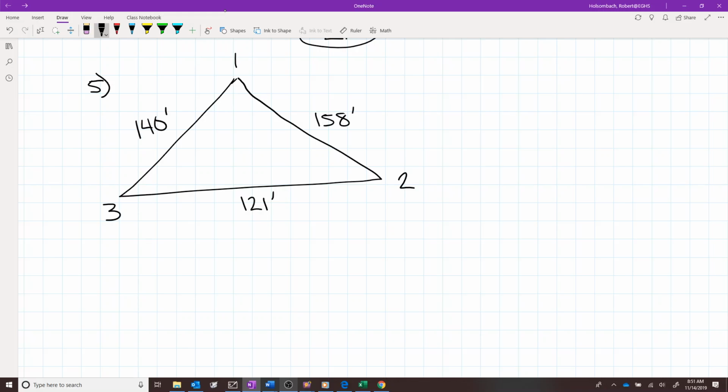Which camera had to cover the greatest angle? The largest angle is going to be opposite the longest side. So 158 is your longest side, and it is opposite camera 3.